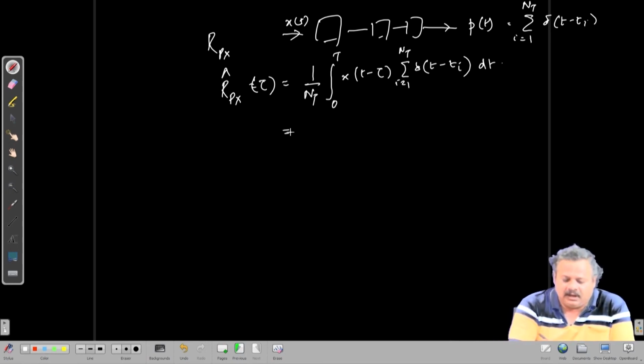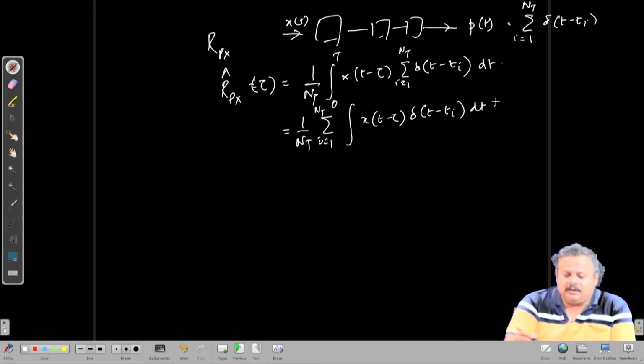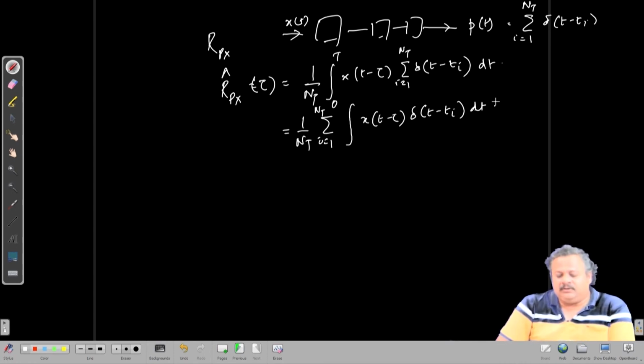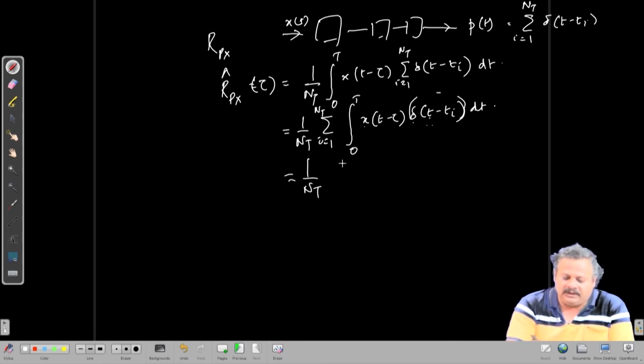So now if we take the summation out, we have 1 over NT, and summation i equals 1 to capital N suffix capital T, and here we have an integral of x(t minus tau) and delta(t minus ti) dt. So again, we are posed with the situation where we have an integral involving a delta function and another function, and so it is simply the evaluation of the other function, in this case x, at wherever this delta function is valid, that is at t equals ti. So, we evaluate x(ti minus tau). So, we can replace the integral with that calculation, and it will simply be the summation over 1 to capital N suffix capital T of x(ti minus tau).